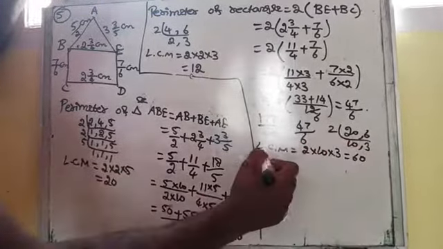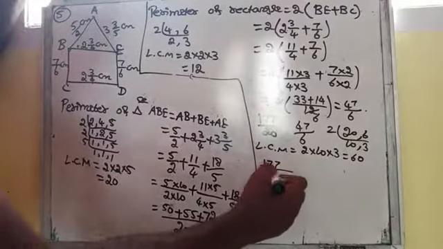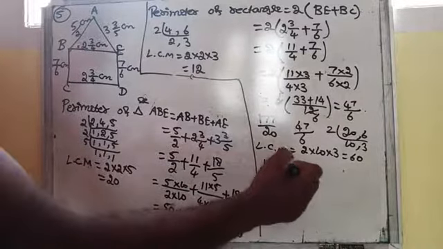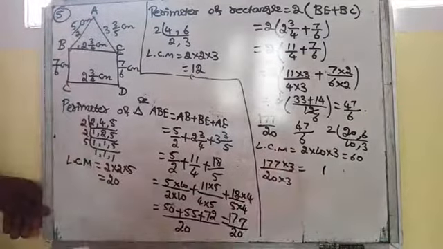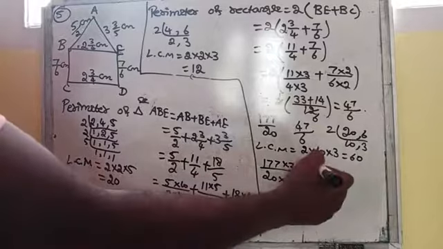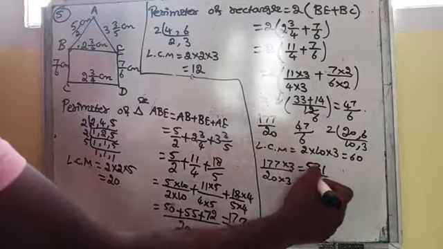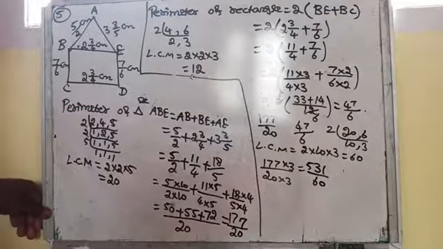60. Now 177 by 20. Which number should be multiplied with 20 to get 60? Yes, 3 should be multiplied. 7 3s are 21, 2. Again 7 3s are 21. 21 plus 2 is 23. Then 2 carry over. 3 plus 2 is 5. So 531 by 60. Am I right here?